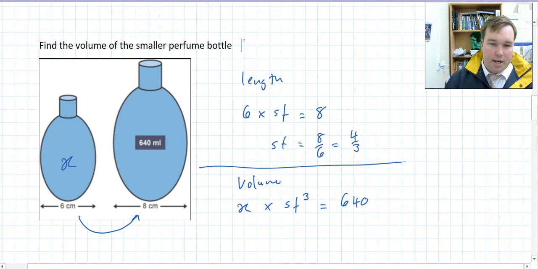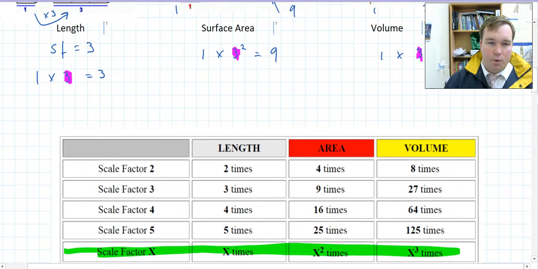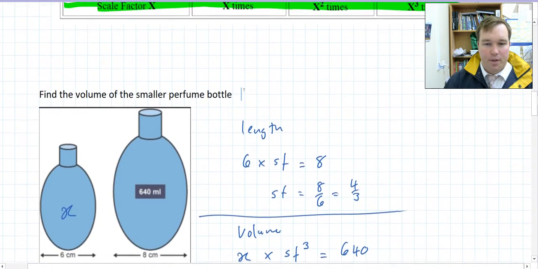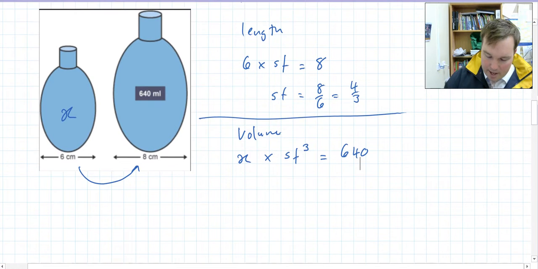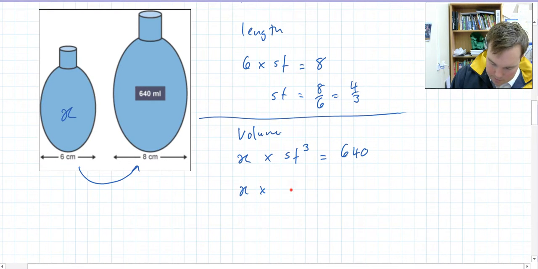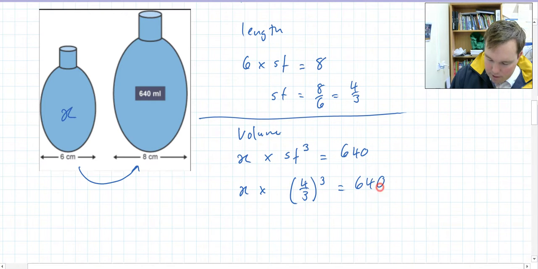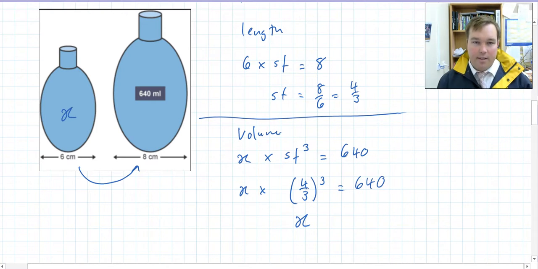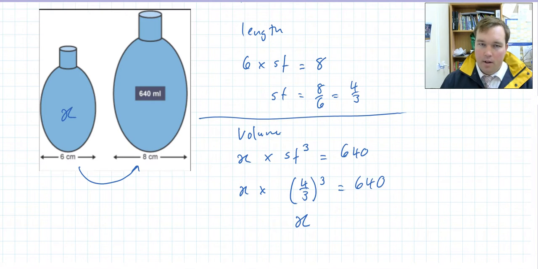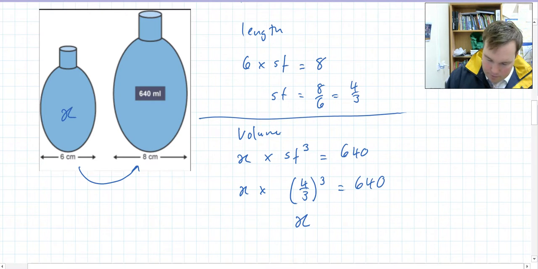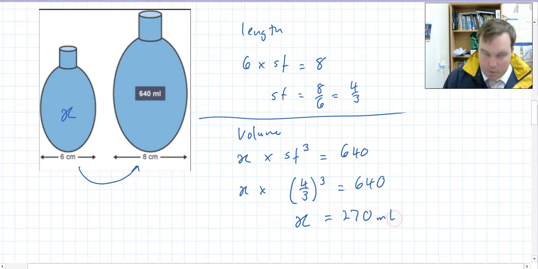Okay, so it's the same setup as before. The small volume gets multiplied by the scale factor cubed, and you get the large volume. So here we have x times 4 on 3 cubed equals 640. You can reach for your calculator and solve for x. Alright, and we have 270 milliliters. Remember the units.